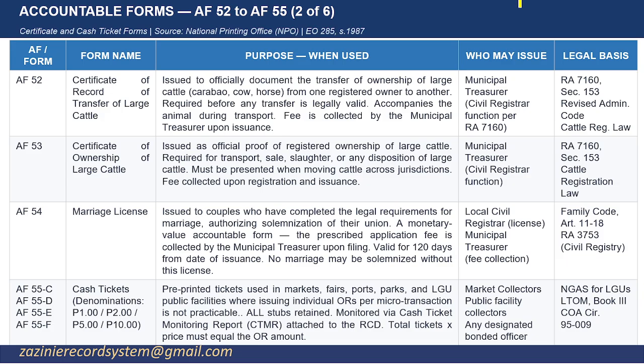Accountable Form 53, the Certificate of Ownership of Large Cattle, serves as proof of registered ownership, required for transport, sale, or slaughter. Accountable Form 54 is the marriage license, with a fee collected by the municipal treasurer, valid 120 days from issuance. Accountable Form 55, the cash tickets, in denominations of 1, 2, 5, and 10 pesos, are used in markets, fairs, ports, and parks.